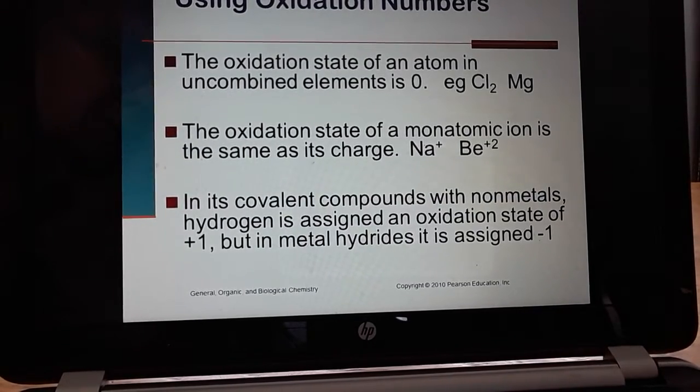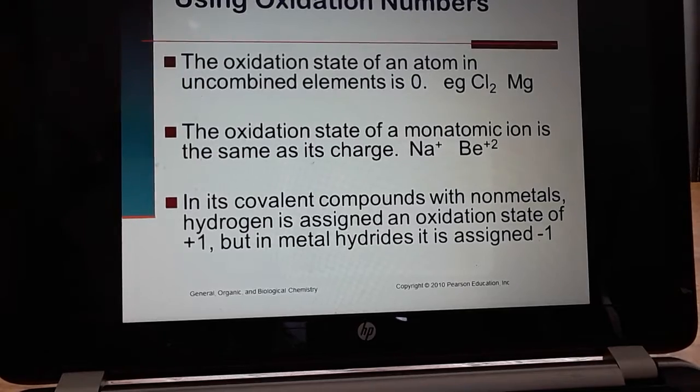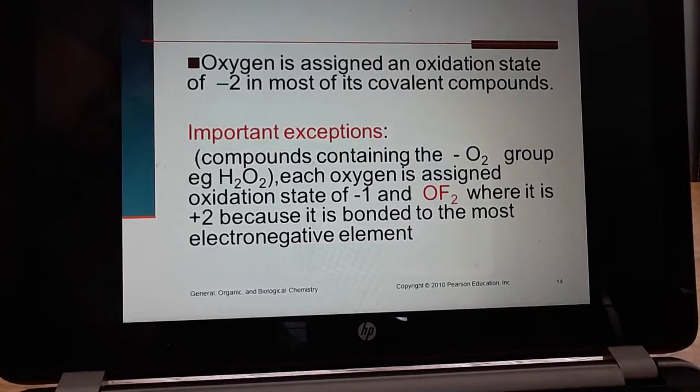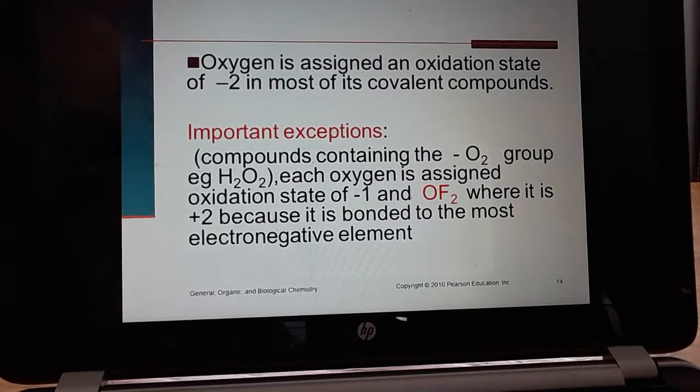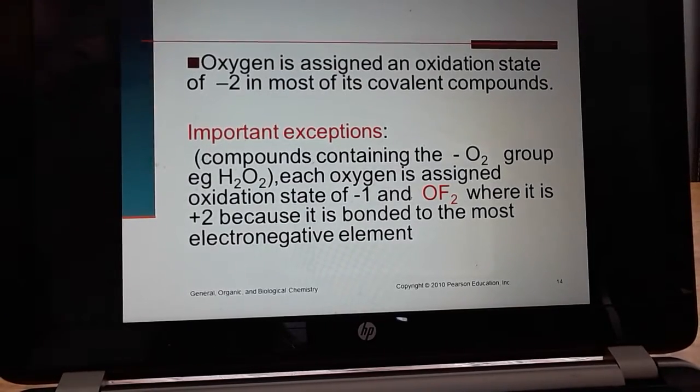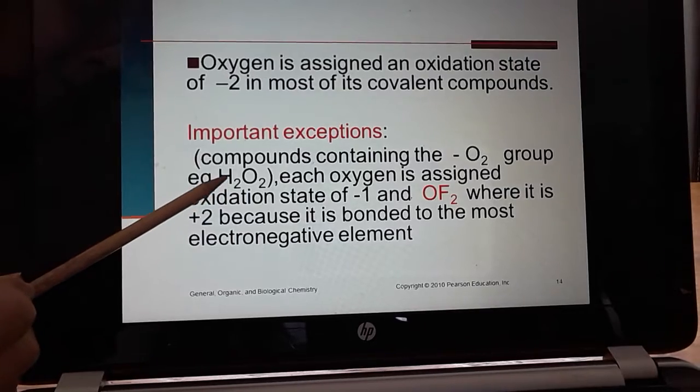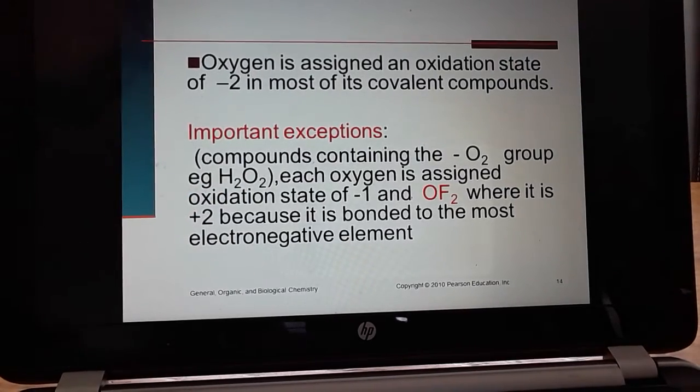In covalent compounds with non-metals, hydrogen always has an oxidation number of +1. But if it's bonded to a metal, then it's -1. That won't happen very often. It's mostly +1 for us. Oxygen has an oxidation state of -2. That only changes if it's bonded as a peroxide ion. In that case, it has an oxidation state of -1. Hydrogen here, as you can see, will always be +1. You've got 2 of them, +2, so each oxygen has to be -1.